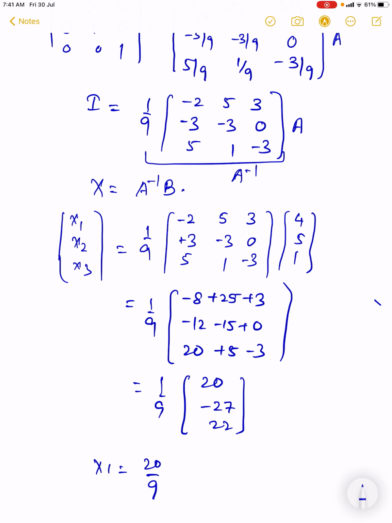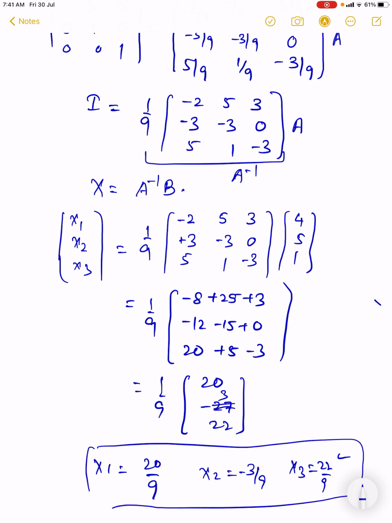x2 equals minus 3 by 9 and x3 equals 22 by 9. This is the same result as you find through Cramer's rule through the same example.